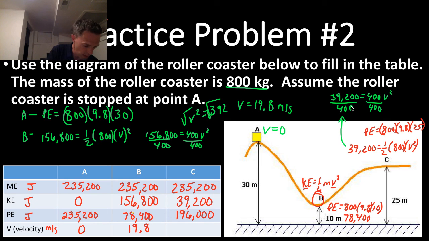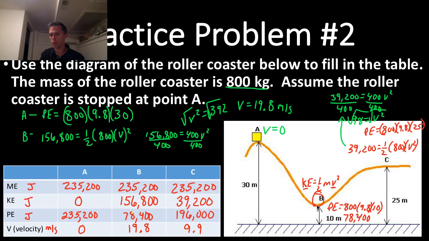So 39,200 divided by 400. My calculator is telling me that is equal to 98. So I'm getting tight on space here, but 98 is equal to v squared. Take the square root of both sides, so the square root of 98 should tell us what the velocity will be, and it's 9.9. So the velocity at point C will be 9.9 meters per second. And everything seems to make sense.